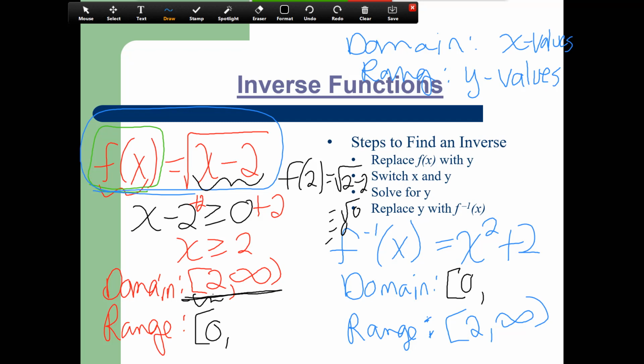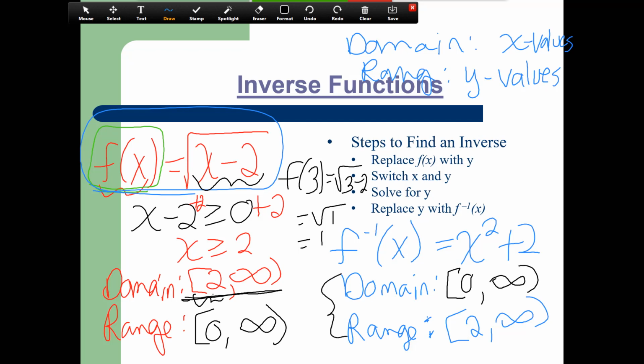So we're going to start at 2 and go bigger. So how about we go ahead and plug in 3 and see what we get? Well, if we plug in 3 into our function, we get square root of 3 minus 2, which is square root of 1, which is 1. Notice that we're getting bigger, which means we're going to start at 0 for our range, and we're going to go to infinity. That means the domain over here is going to be from 0 to infinity.